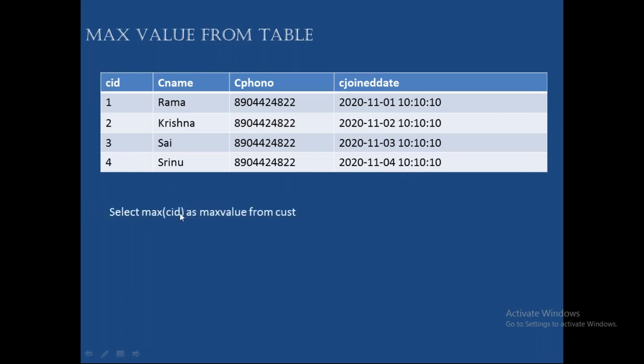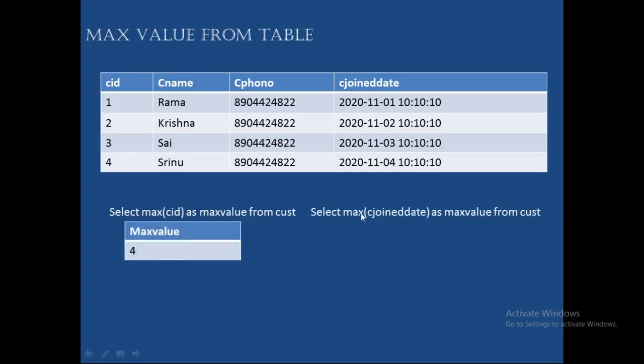Clear. So how will you write the query to get the max CID or max join date? Select max CID as max value from customer. See, the max value is 4. Select max C join date as max value from customer. See here, the max value is 2020 11/04 10:10:10. So this is the max date, and this is the max ID.